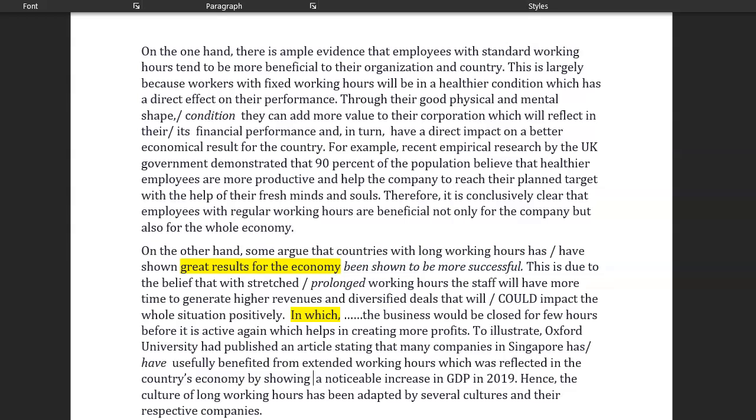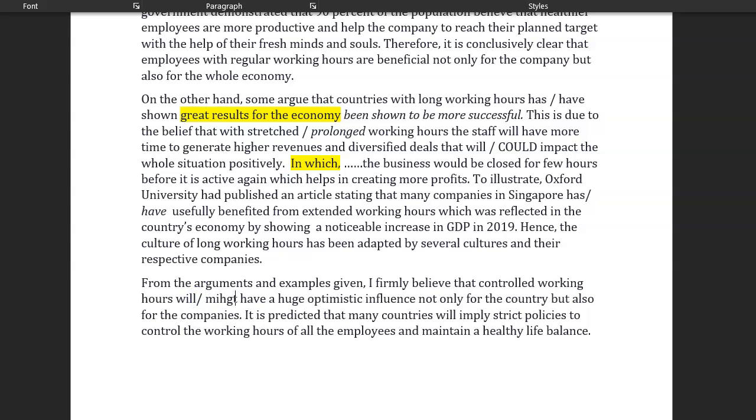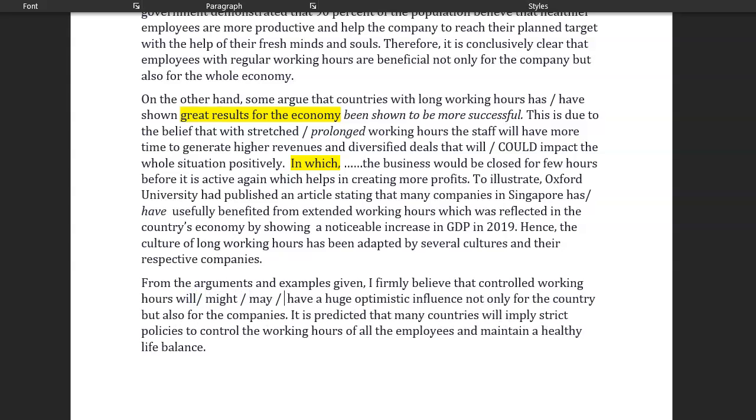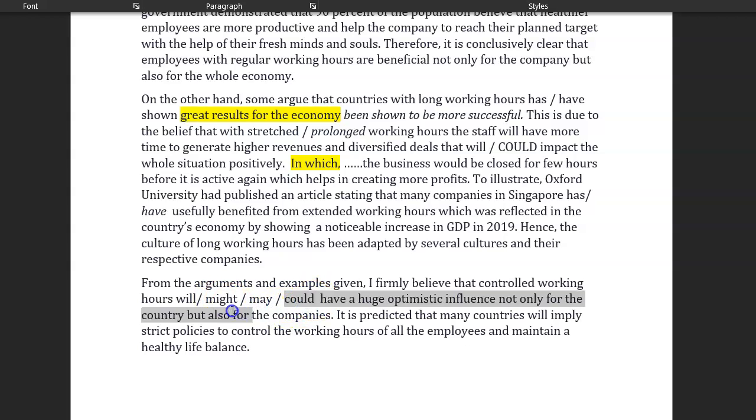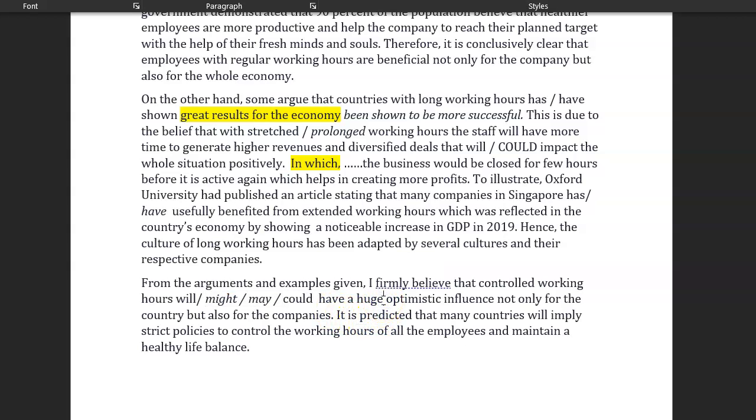Really nice. That is a great example. This is very, very good writing here. Well done. You should feel confident about this. Very neat. From the arguments given, I firmly believe that controlled working hours could have. Yeah, my favourite words. Might, may, could. Yeah, you are suggesting. You don't know. You're suggesting for this essay. Hugely, adverb before the adjective. Optimistic influence, not only for the country, but also for companies and strict policies. Yes, well done. In order to, maybe. Okay, very nice writing there. You've done that really, really well.